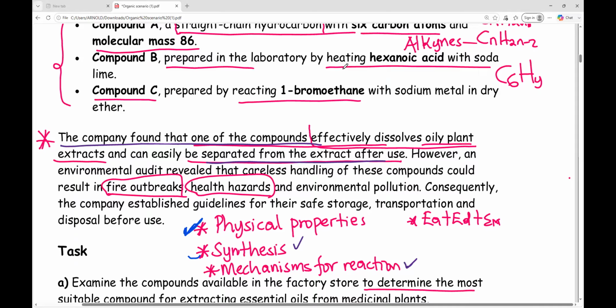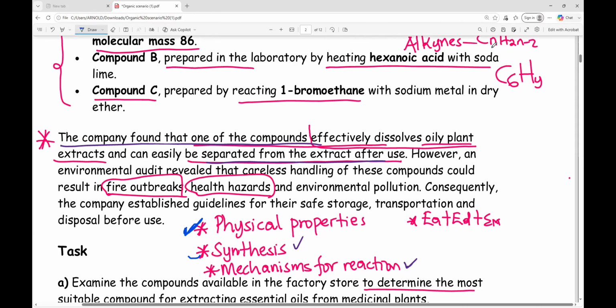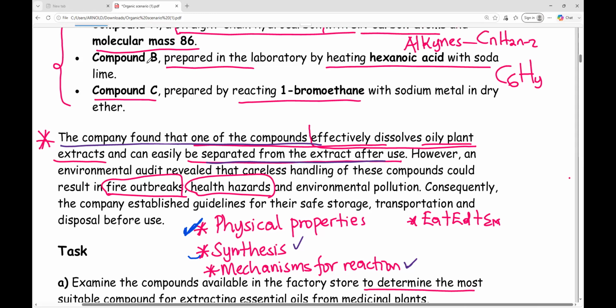Compound B is prepared in the laboratory by heating hexanoic acid. So we have to prepare compound B, that is synthesis. Compound C is prepared by reacting 1-bromoethane with sodium metal in dry ether. So this is also synthesis, because we don't know B and C, we must synthesize them. For A, we are a bit lucky.